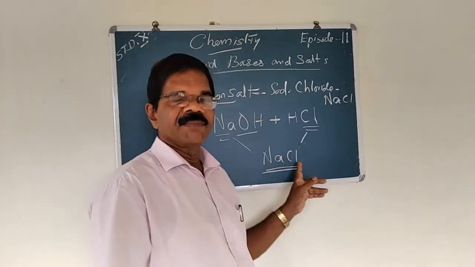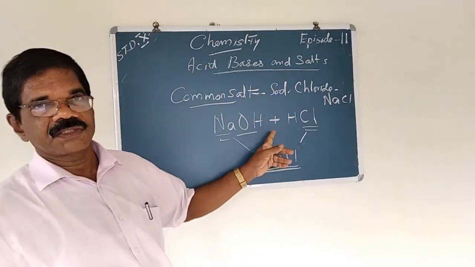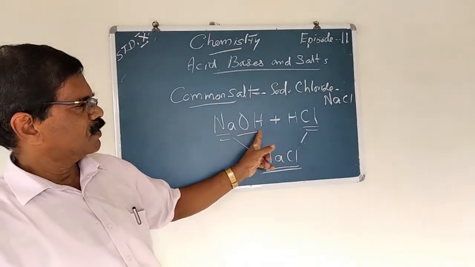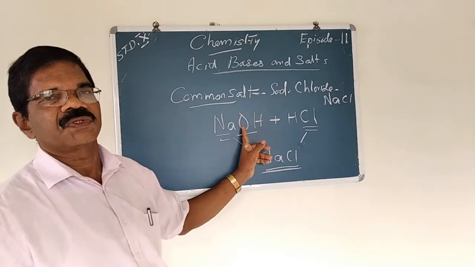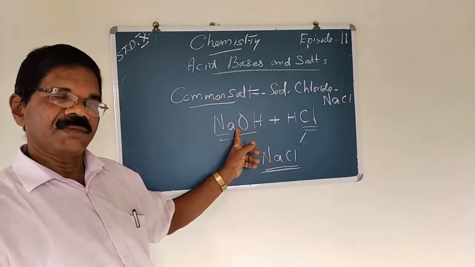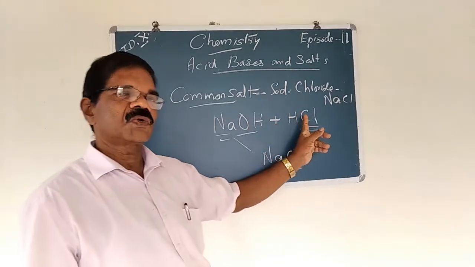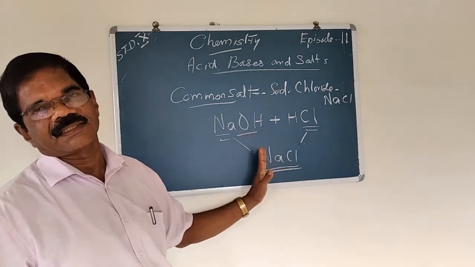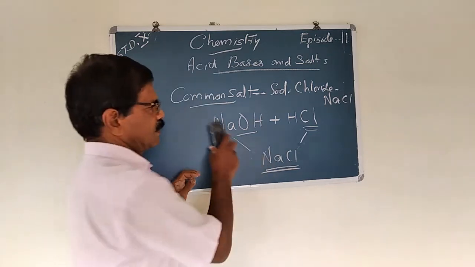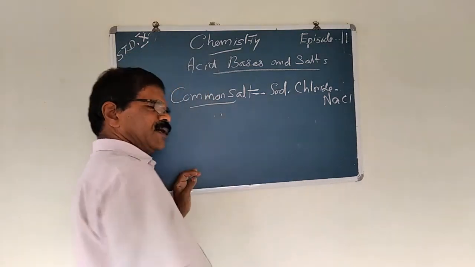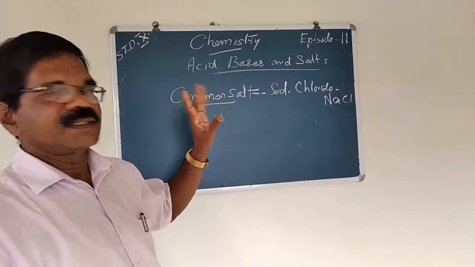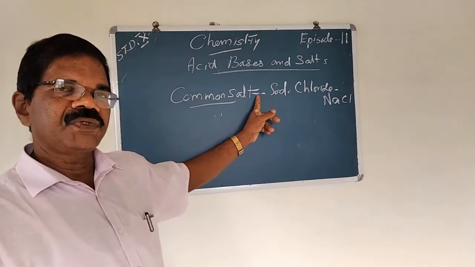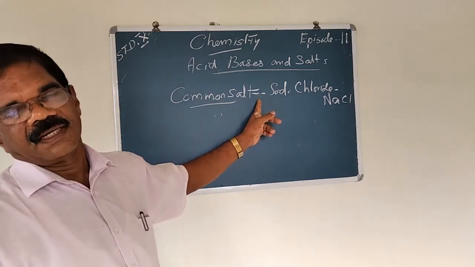Now we are studying sodium chloride, a neutral salt, because it is formed by the reaction between sodium hydroxide and hydrochloric acid. Both are strong. Sodium hydroxide is a strong base. Hydrochloric acid is a strong acid. So the salt formed is fully neutral, neither acidic nor basic. It is prepared in the laboratory by the reaction between sodium hydroxide and hydrochloric acid.